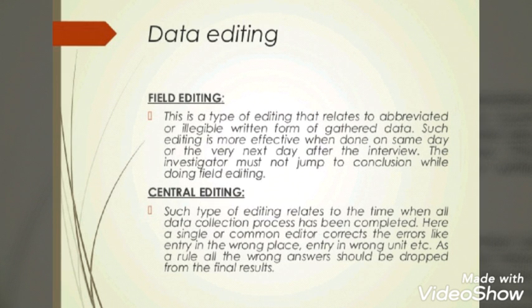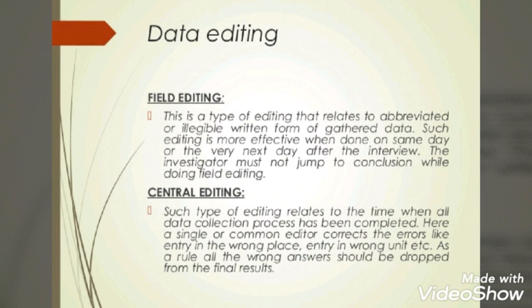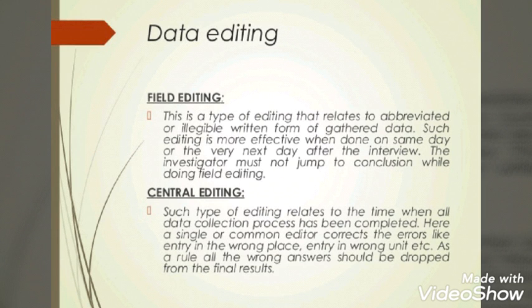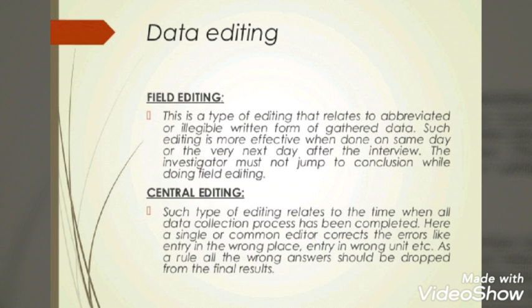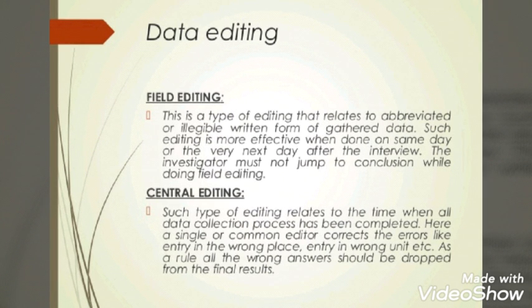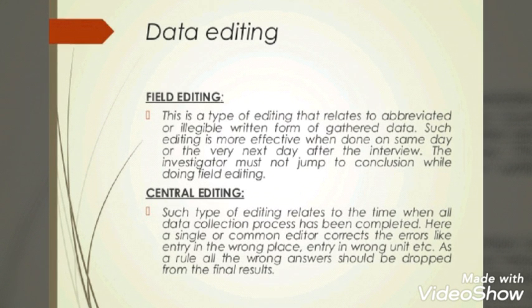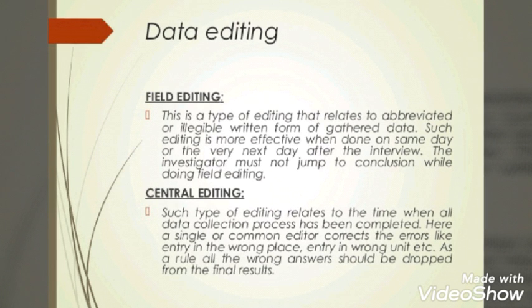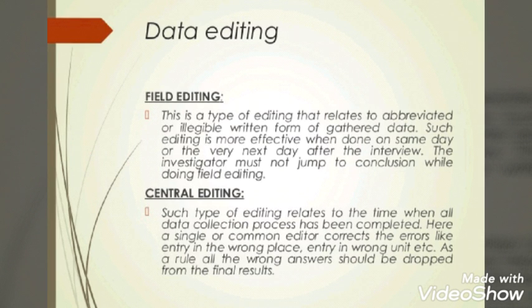Central editing. Such type of editing relates to the time when the whole data collection process has been completed. Here a single or common editor corrects errors like an entry in the wrong place, an entry in the wrong unit, etc. As a rule, all the wrong answers should be dropped from the final result. So again, you are going to eliminate all the errors and make it perfect. But this central editing is done when all the data collection has been completed. That is, when you complete the overall collection, at the end you do the correction.